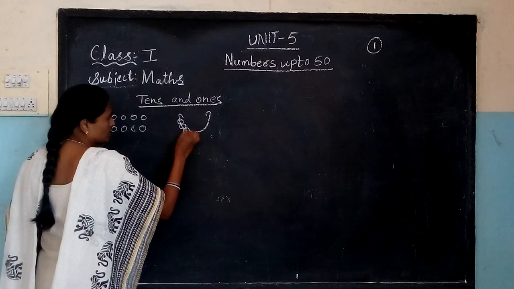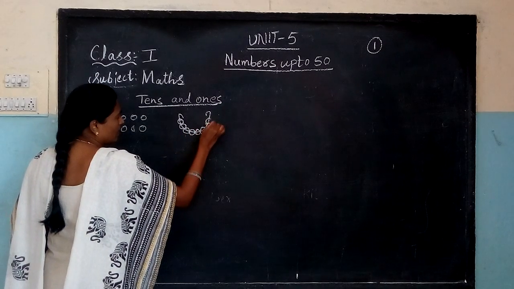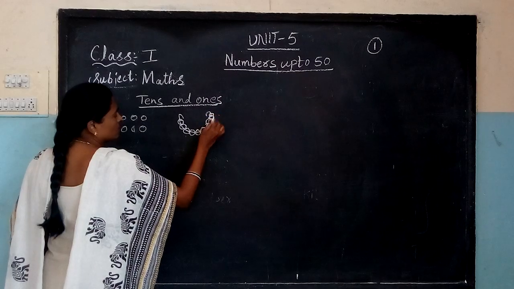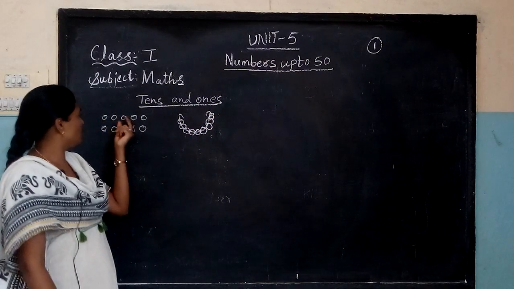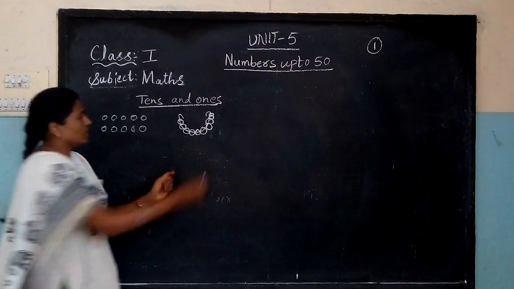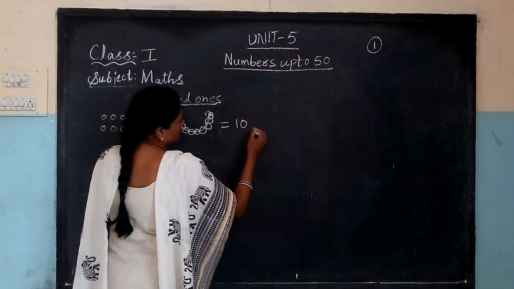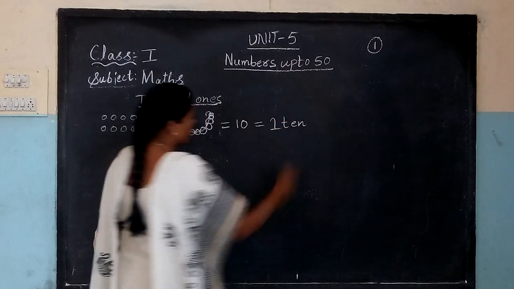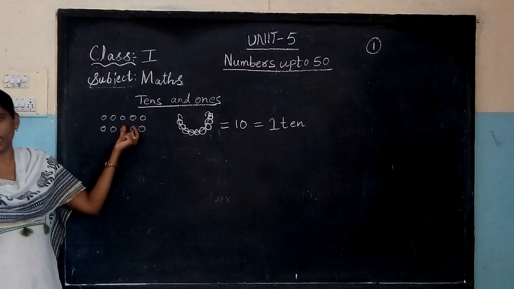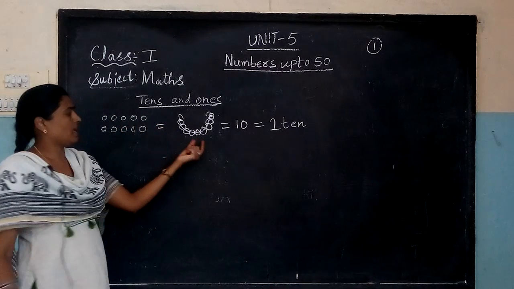1, 2, 3, 4, 5, 6, 7, 8, 9, 10. Total how many are there in this one? In one bunch 10 are there. Here only singles are there. 10 singles is equal to one garland. Got it children? Singles I took 10, is equal to one garland, one bunch garland.